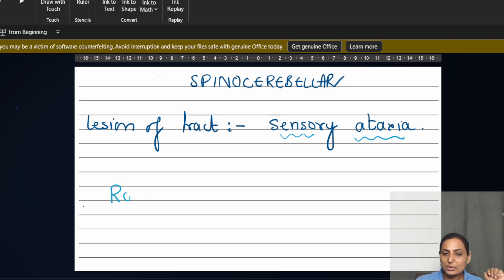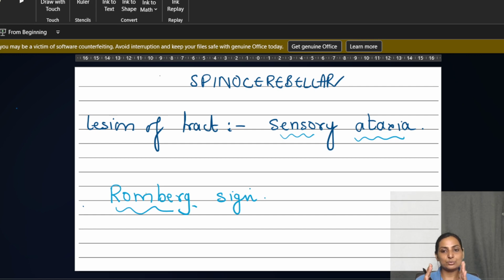There is also motor ataxia, and to differentiate sensory ataxia from motor ataxia, there is a sign which is called as Romberg sign. The person is made to stand and then close his eyes, and you visualize whether he is going to sway with eyes open or with eyes closed. So that is the Romberg sign, which is used to differentiate between sensory ataxia, motor ataxia, which is very important for your Viva question.